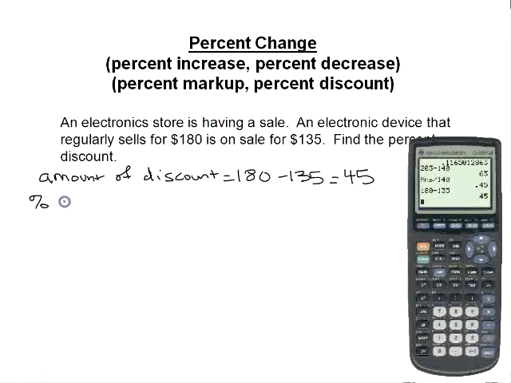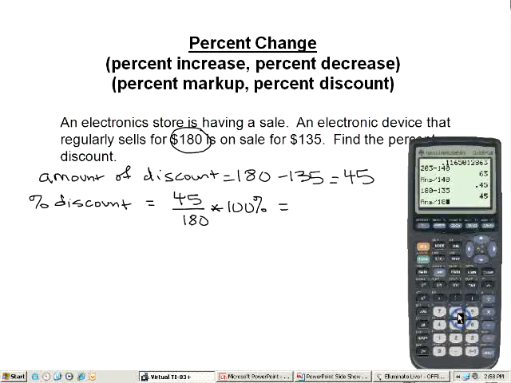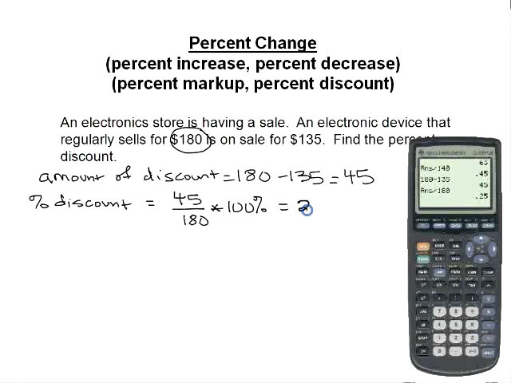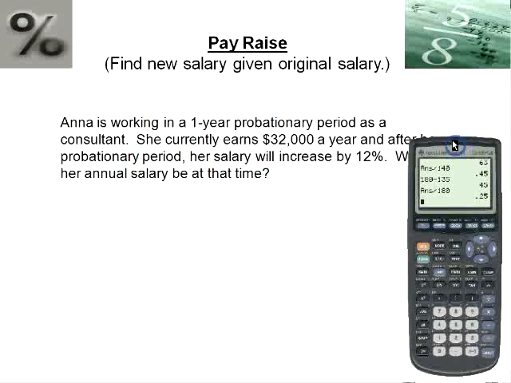Well, the percent discount is the amount of discount, $45, over the original price, 180. And then again, you've got to convert it to a percent. So I want to take the 45, my previous output, divide by 180. I'll get decimal form, and then if I convert that to a percent, we're getting a 25% discount. Let's look at some other applications of percent.